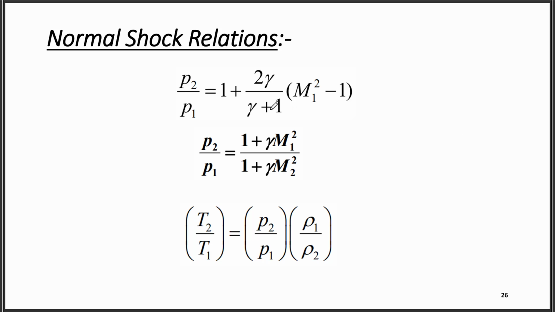For the pressure ratio, there is the relation P2 upon P1 equal to 1 plus 2 gamma upon gamma plus 1 times (M1 square minus 1), or P2 upon P1 equal to 1 plus gamma M1 square upon 1 plus gamma M2 square. If we know all these things, then we can find T2 upon T1 equal to P2 upon P1 times ρ1 upon ρ2, from the equation of state.